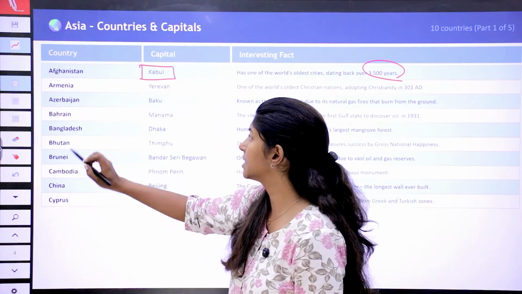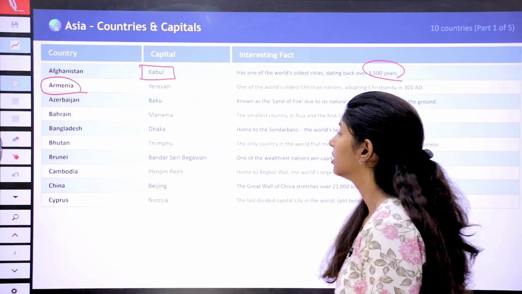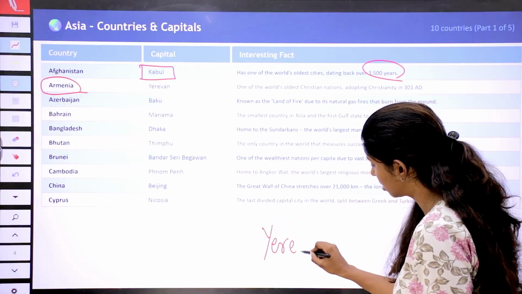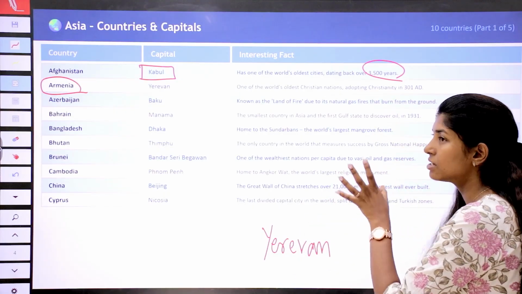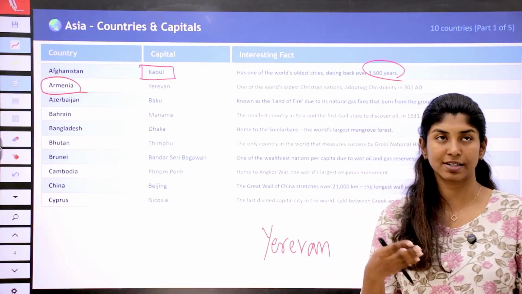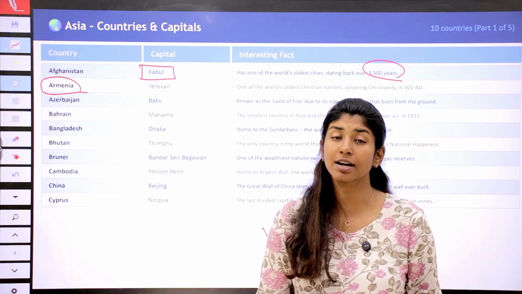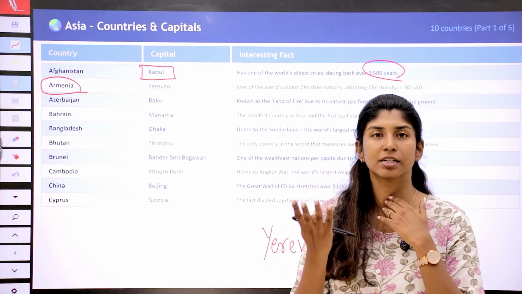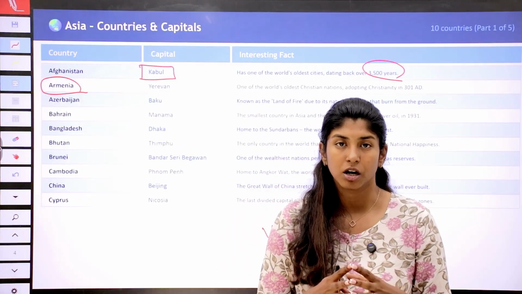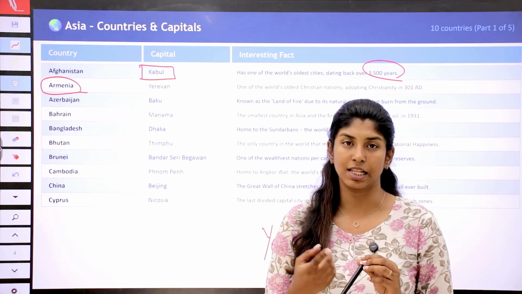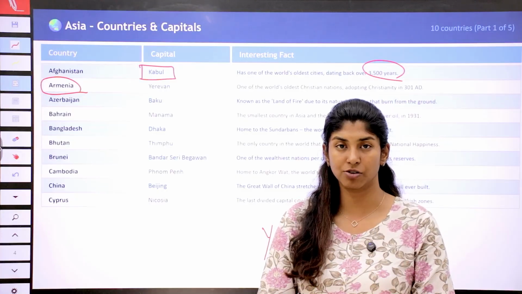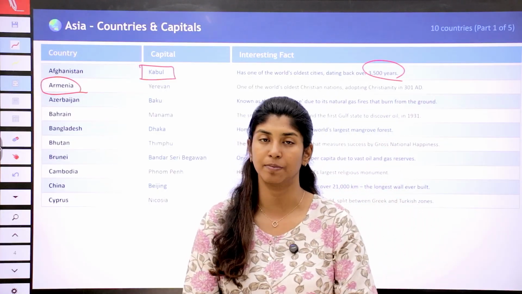Now, next we are going to see about Armenia. Its capital is Yerevan. Something very interesting about Armenia is it is the world's oldest Christian nation. For example, Pakistan is an Islamic nation. India is a secular nation. What is the difference? India is a secular nation in the meaning that we don't follow one religion. We are open to people following any religion that they want, and as a country, we don't have a religion. But Pakistan is an Islamic country, which means their national religion is Islam.